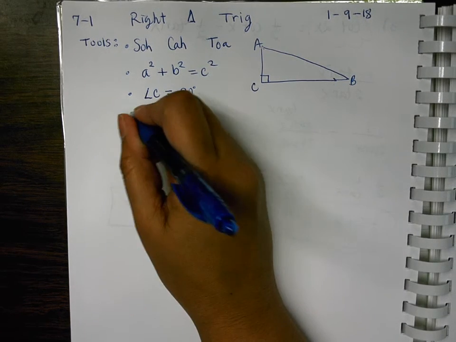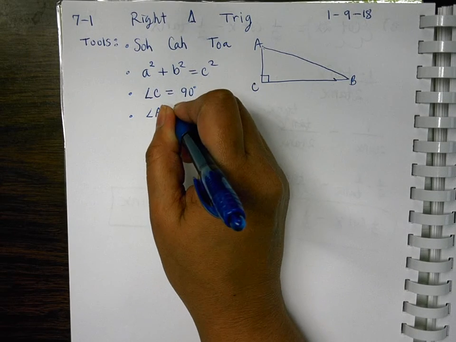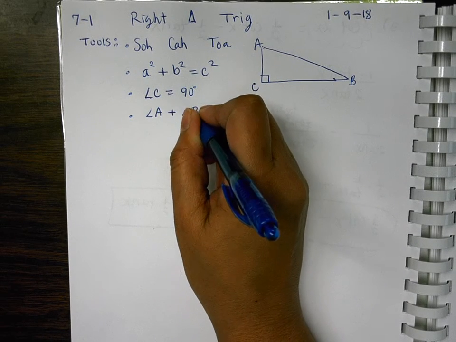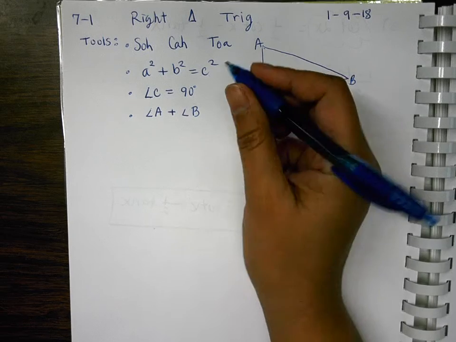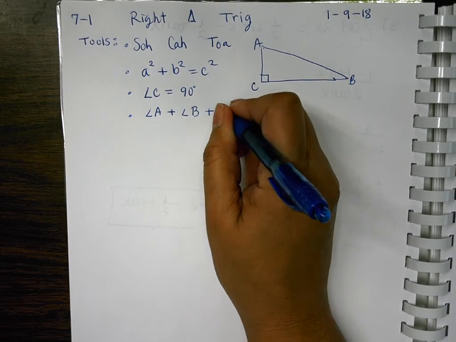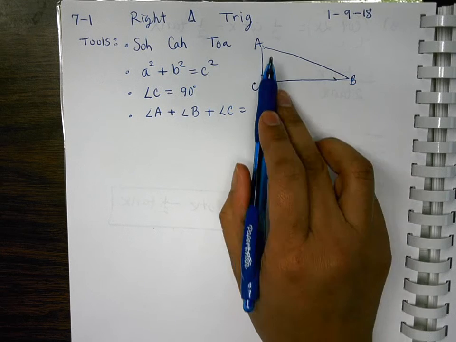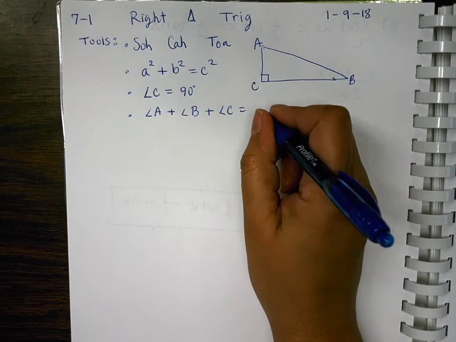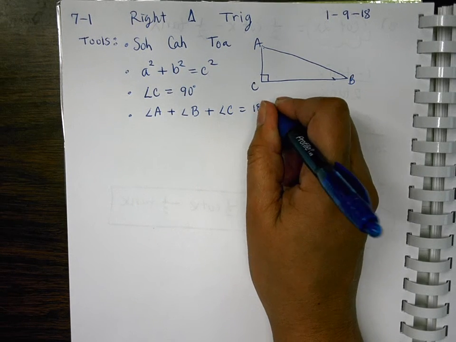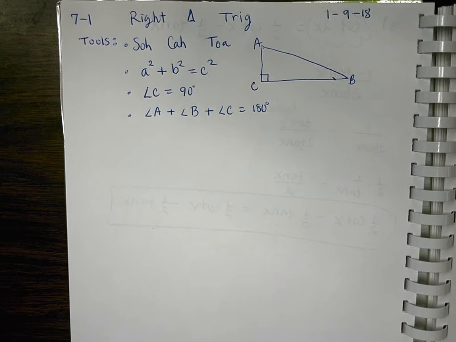And angle A, I'm not quite sure where and when you learned this, 6th, 7th grade, 8th grade. Angle A plus angle B plus angle C, the sum of the interior angles of any triangle always add up to 180 degrees. Good. Does it have to be a right triangle for that to happen? No. Not necessarily.